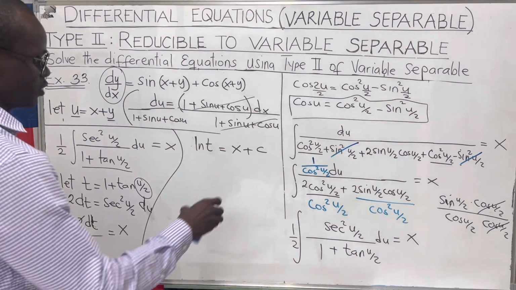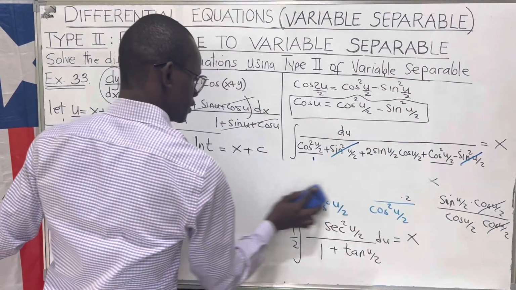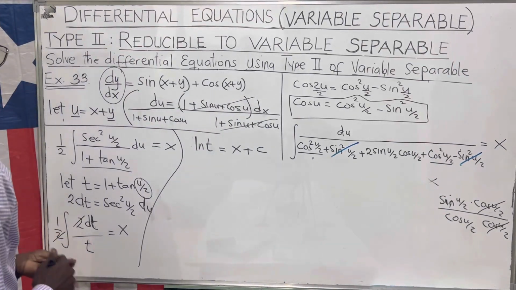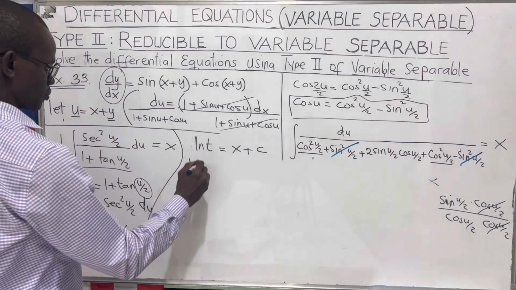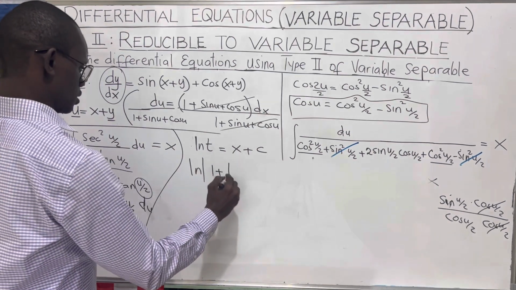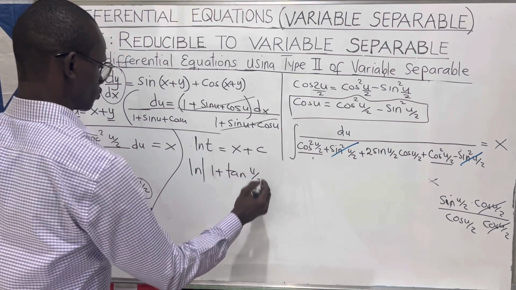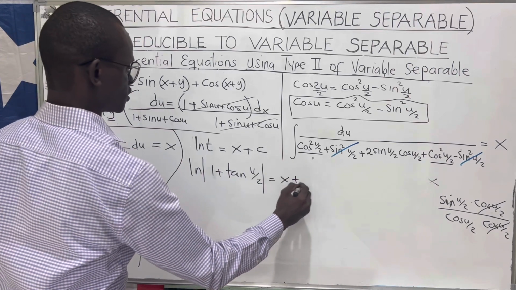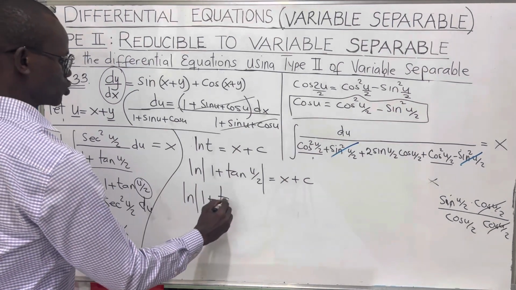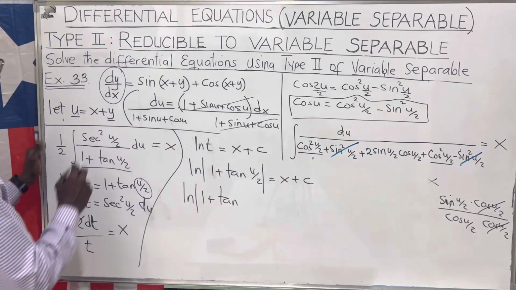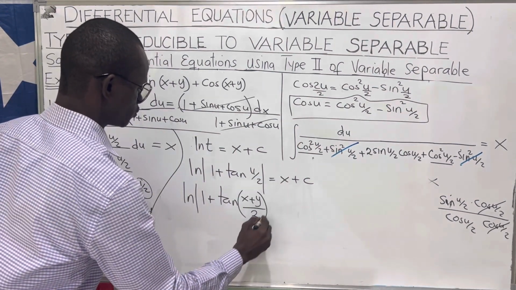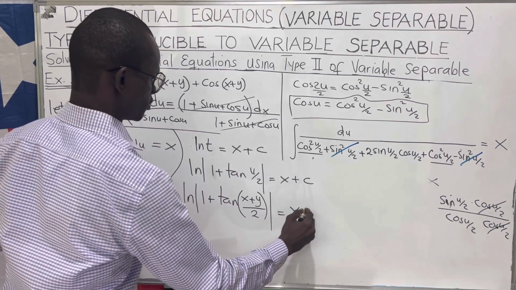So at this point, we bring in the value for t and the value for u. t is 1 plus tangent u over 2, equals x plus c. The ln of 1 plus tangent of u over 2, and u is x plus y all over 2, equals x plus c.